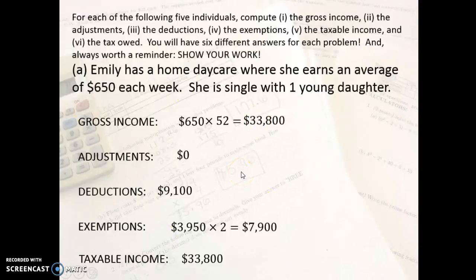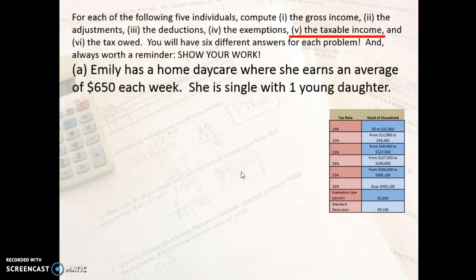You take the gross income, all the money that comes in, and you subtract away your adjustments, subtract away the deductions, and subtract away the exemptions. So parts 1 through 4 work towards step 5, and you get the taxable income. Like I said, a lot of steps in these income tax problems. We're not even at the main event, so to speak, which is the next step. We are going to find the taxes owed.